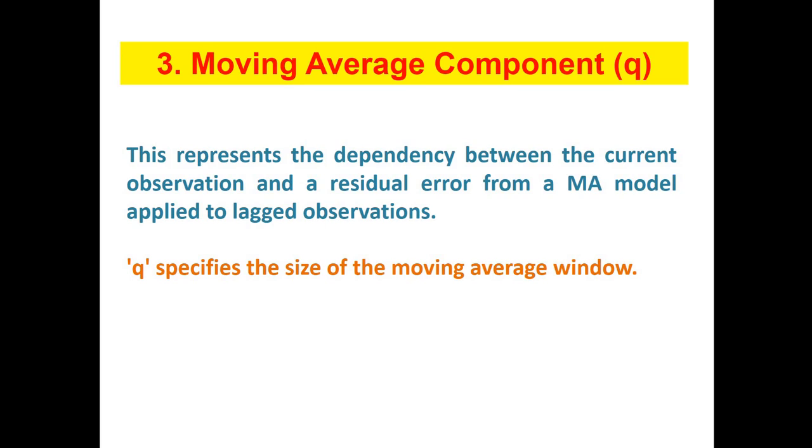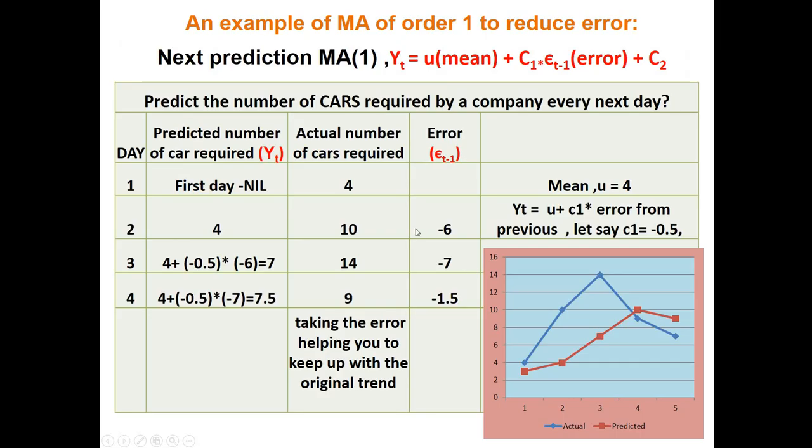Now, the third component is called moving average, MA, denoted by Q. This represents the dependency between the current observation and the residual error. Here, the error is considered from a moving average model applied to lagged observations. Q specifies the size of the moving average window. Let's understand MA from this particular screen.